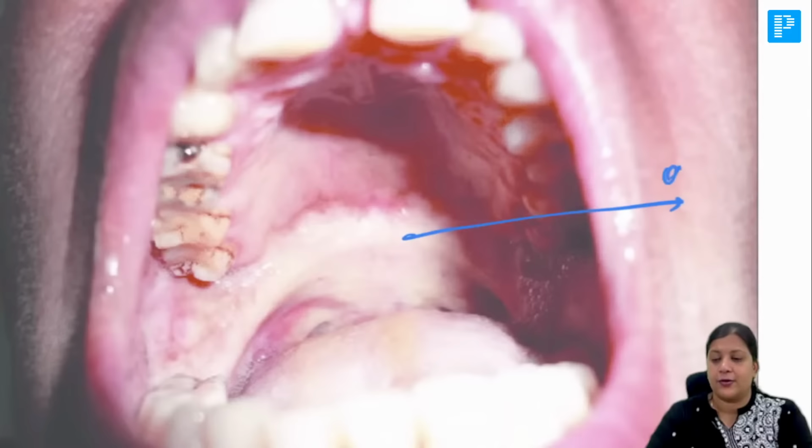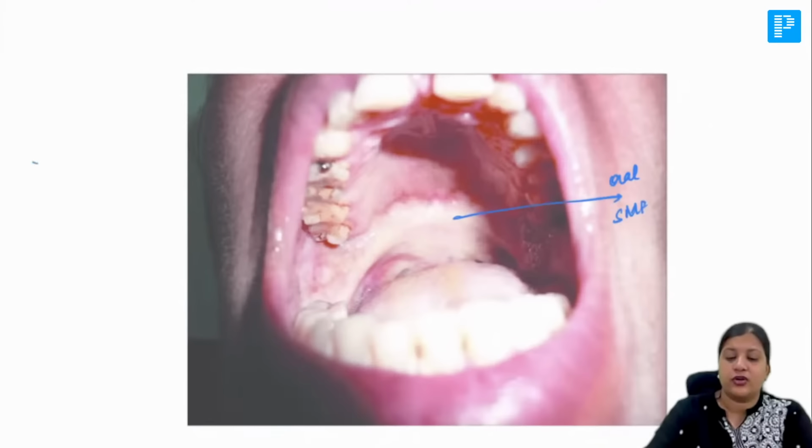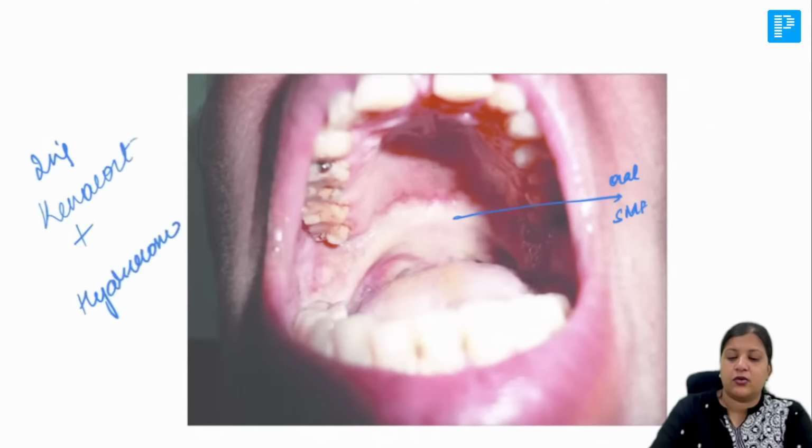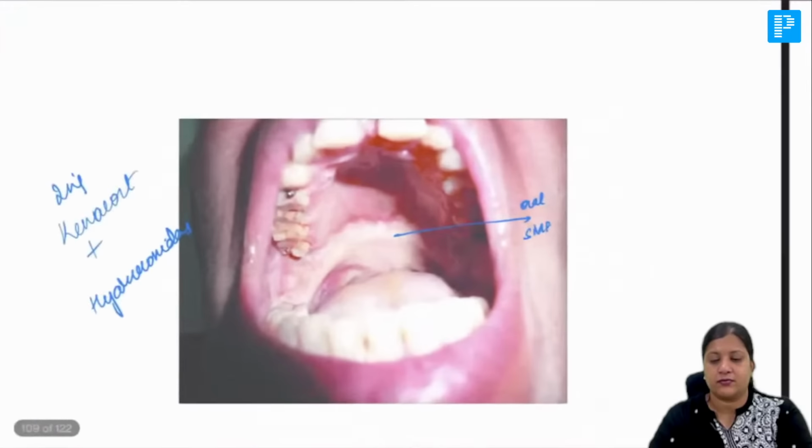What do you call it as? Oral submucosal fibrosis. And for oral submucosal fibrosis, you're going to give injection Kenacort and hyaluronidase. This is injected into the fibrosed palate to release the adhesions.